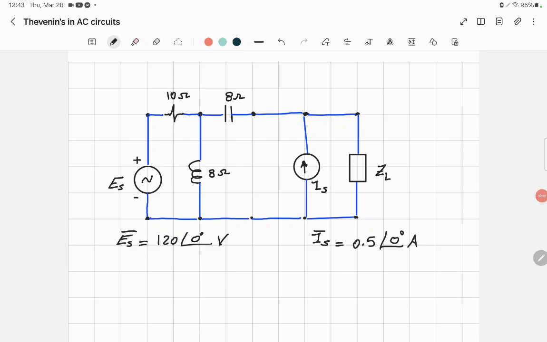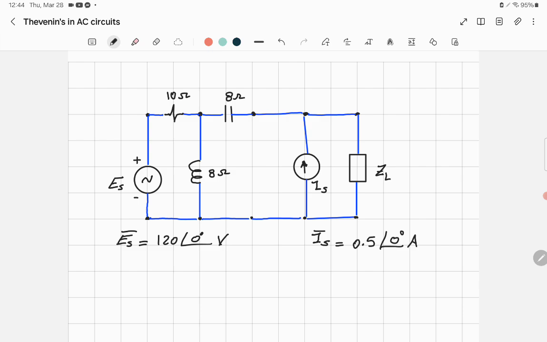Hi, good morning, everybody. I got a question from a student about how to apply Thevenin's to an AC circuit. I believe it's an important question, and we should be able in this class to use and implement Thevenin's theorem on all circuits, whether it's a DC or AC circuit.